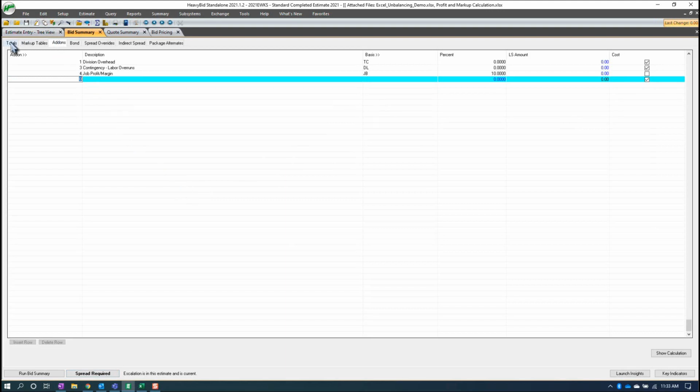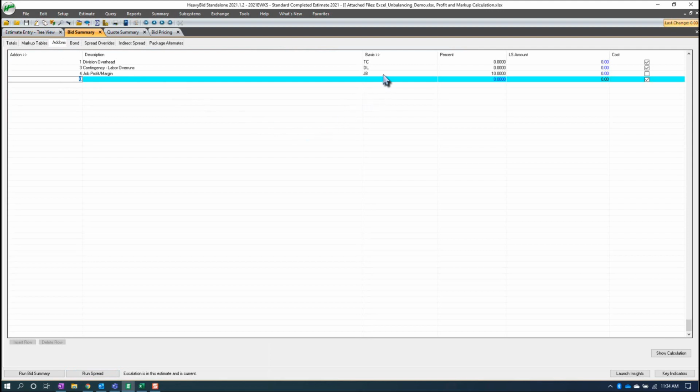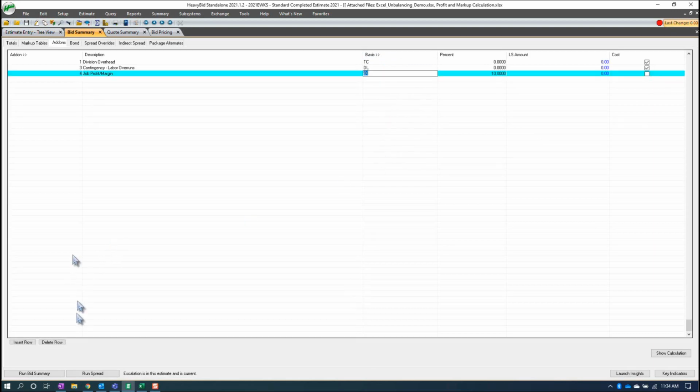All right, I come back here to totals. I run my spread required, and then I've got my 10% up here, and there's the 10%. So obviously this divided by my sales gives me my 10%. Again, you can come back. I can't put 3% on sub first here without doing something else. So I go back to add-ons, and there's an option now in add-ons to do JV, job value minus total sub. So I do that.